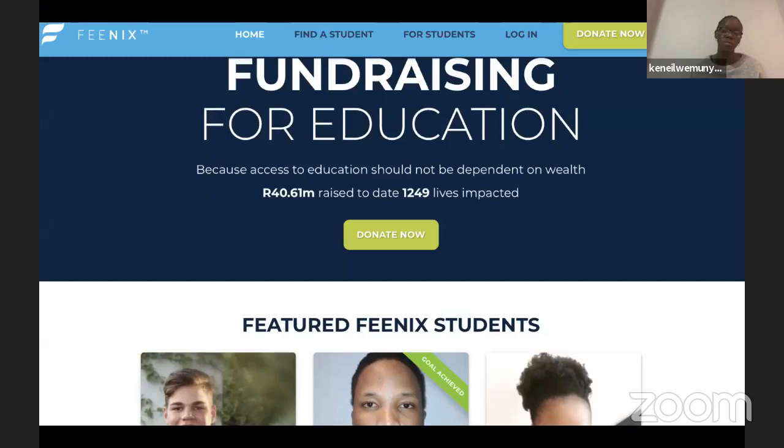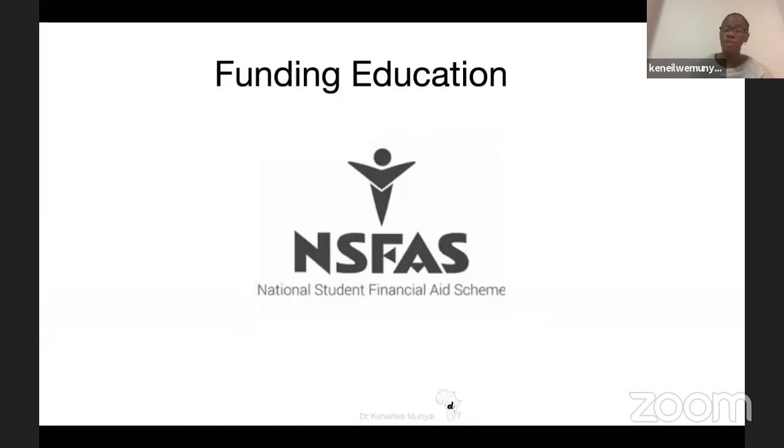So basically what the approach does is it allows us to be able to tackle some of the complex problems. Like I said, they are never completely solved, but at least it allows us to come up with multiple interventions that can contribute towards solving the problem. And this one was also in a similar challenge around funding education. So this is a government initiative.